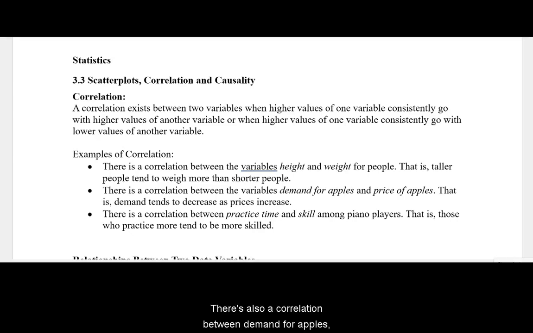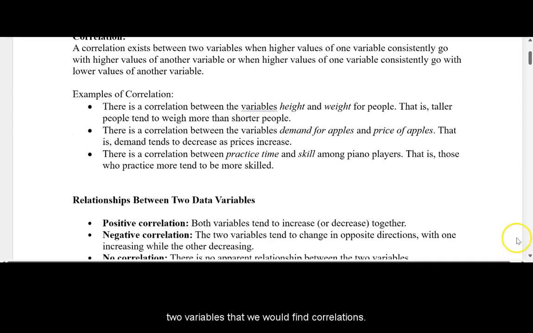There's also a correlation between demand for apples, let's just say, and price of apples. That is, demand tends to decrease as prices increase. So that's really economics 101, right? The whole price, demand, all of that. There is a correlation between practice time and skill among piano players. So those who practice more will tend to be more skilled. Okay, so those are just examples of two variables where we would find correlations.